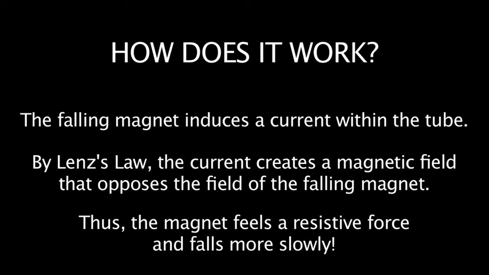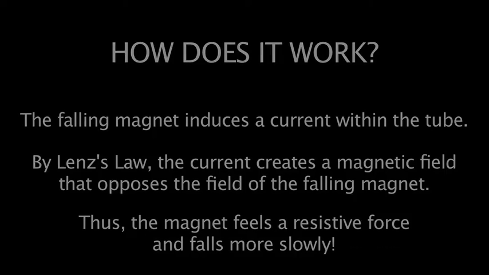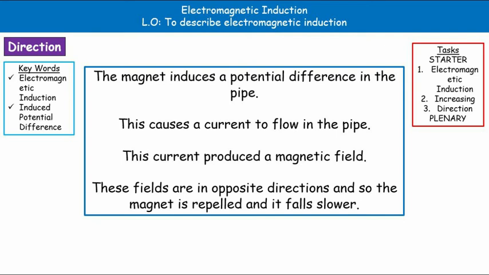And what you can see on the screen now is just your explanation for this. So as we actually drop that magnet through the copper tube, it induces a potential difference in the copper. That potential difference generates a current, which causes its own magnetic field and makes the magnet fall slower.